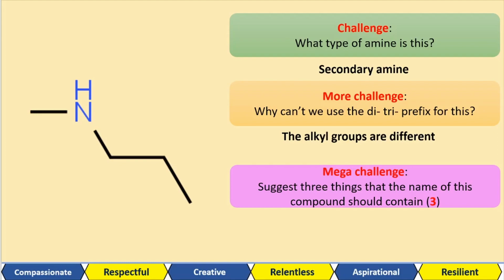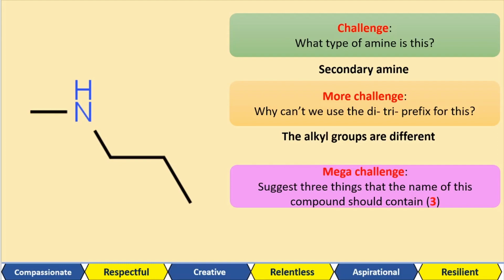Now it says suggest 3 things that the name of this compound should contain. 3 things. We see 3 different things here. First of all, we have that amine is a secondary amine, but we don't have to worry about that yet.